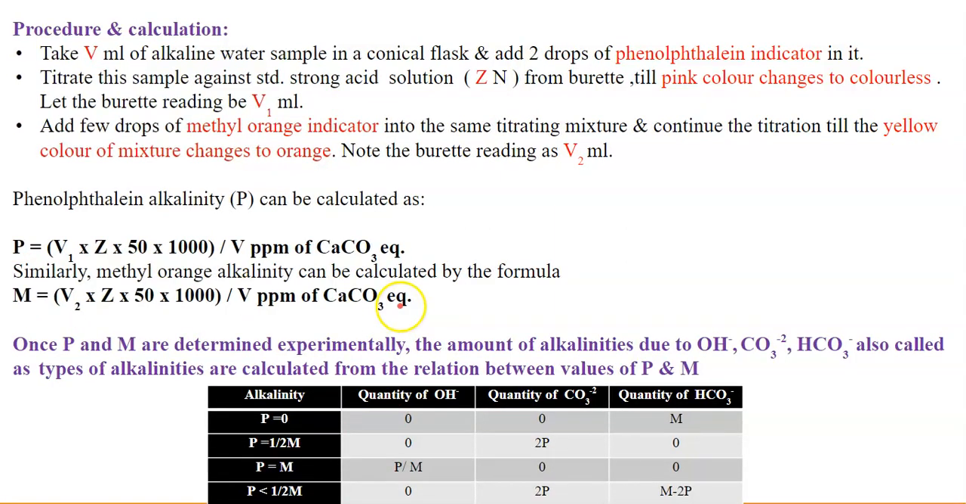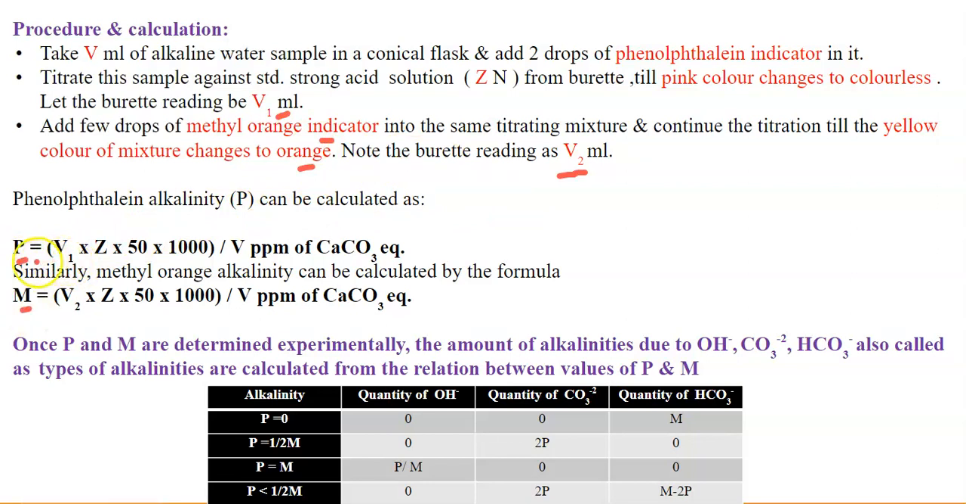After noting V2 and V1, let's see how it is taken. If while performing the titration I required V1 ml, that is 2 ml of acid, for phenolphthalein to change its color from pink to colorless, and further, when I continued the titration after adding methyl orange indicator, I required a further 4 ml of acid for methyl orange to change its color from yellow to orange, then V2 would be 2 plus 4. That means the total amount of acid required for complete titration is taken as V2. Once we get the values of V1 and V2, how can we calculate phenolphthalein alkalinity and methyl orange alkalinity?